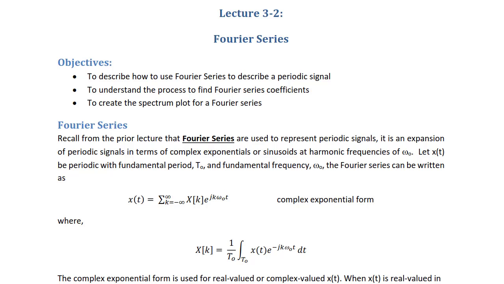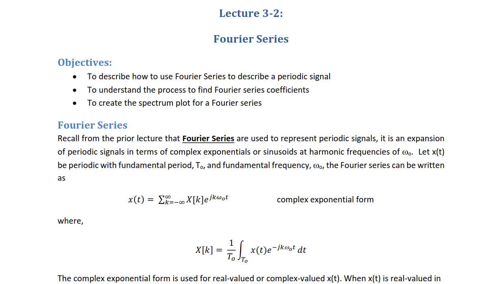Recall from the prior lecture that a Fourier series is used to represent periodic signals. It is an expansion of periodic signals in terms of complex exponentials or sinusoids at harmonic frequencies of omega naught. Let x of t be periodic with fundamental period T naught and fundamental frequency omega naught. Then the Fourier series can be written as x of t is equal to the summation k equals negative infinity to infinity x of k e to the jk omega naught t. This is the complex exponential form for a Fourier series.